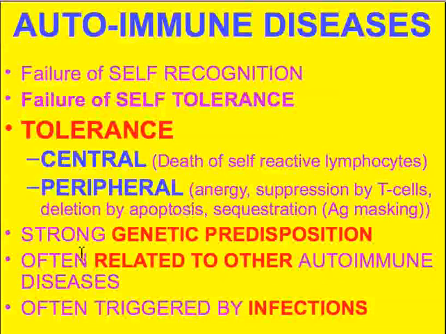Autoimmune diseases run in the family. There's a strong genetic predisposition. It's not, of course, a single gene Mendelian type of genetic predisposition. It just runs in the families. And it's also related to other autoimmune diseases. If you have one classical or any type of autoimmune disease, your chance of having another one or expressing it in another way is very, very high.